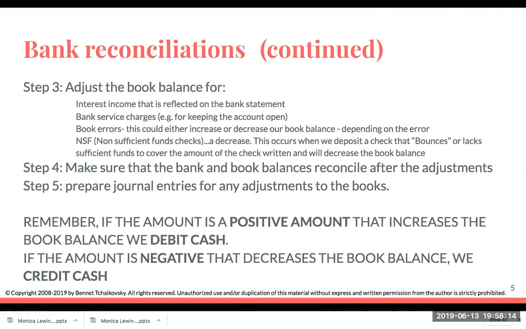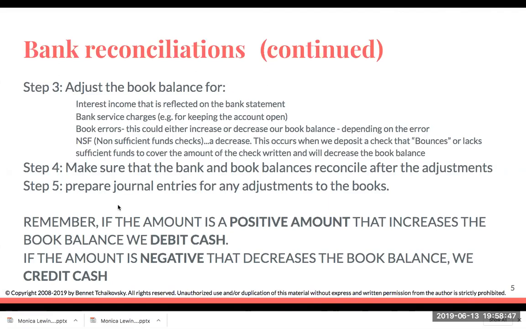What does that mean? Well, it means that a client paid me, I deposited it and showed it as an increase to cash in my account. However, the bank rejected the check. So what I'm going to need to do is adjust my book balance by decreasing my cash and reinstating the account receivable. So we're going to adjust the book balance, and then make sure that the bank and the book balances reconcile after those adjustments. Lastly, we're going to prepare journal entries for any adjustments to the books.